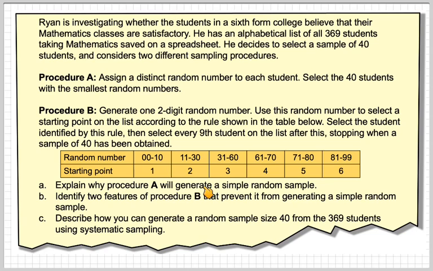Explain why procedure A will generate a simple random sample. Identify two features of procedure B that prevent it from generating a simple random sample, and describe how you can generate a random sample of size 40 from 369 students using what's known as systematic sampling.